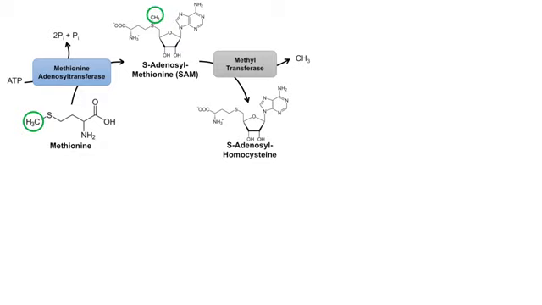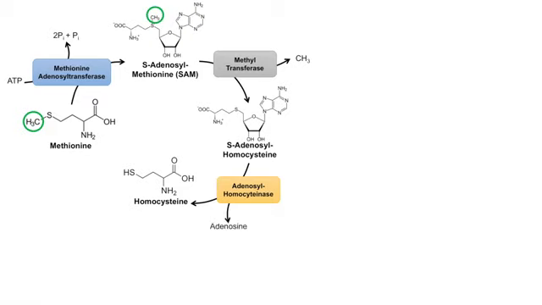And this leaves us with S-adenosyl homocysteine. So the methyl group is no longer attached to this sulfur now. After that, S-adenosyl homocysteine can then be acted on by adenosyl homocysteinase. What this does is it removes the adenosine group from homocysteine, leaving us with simply homocysteine. And homocysteine can then be acted on by an enzyme known as methionine synthase.